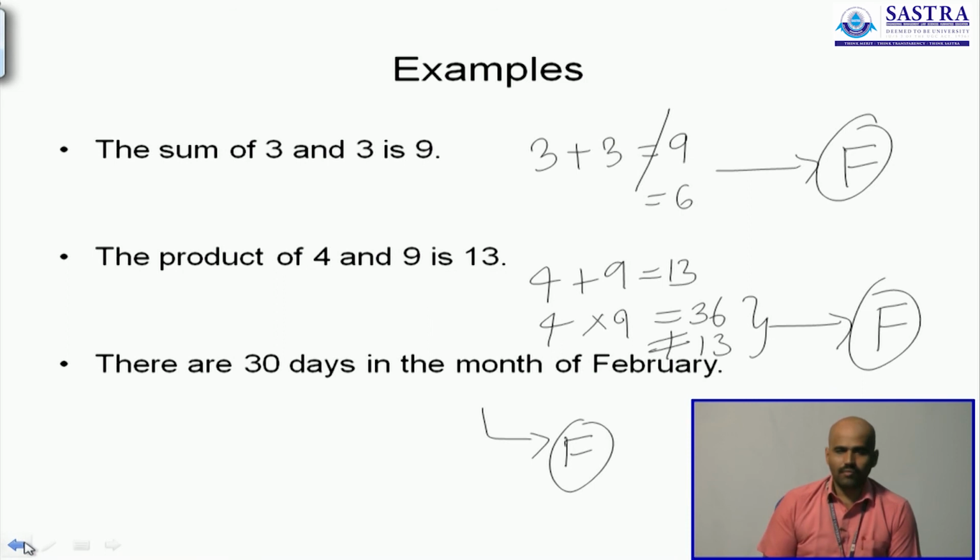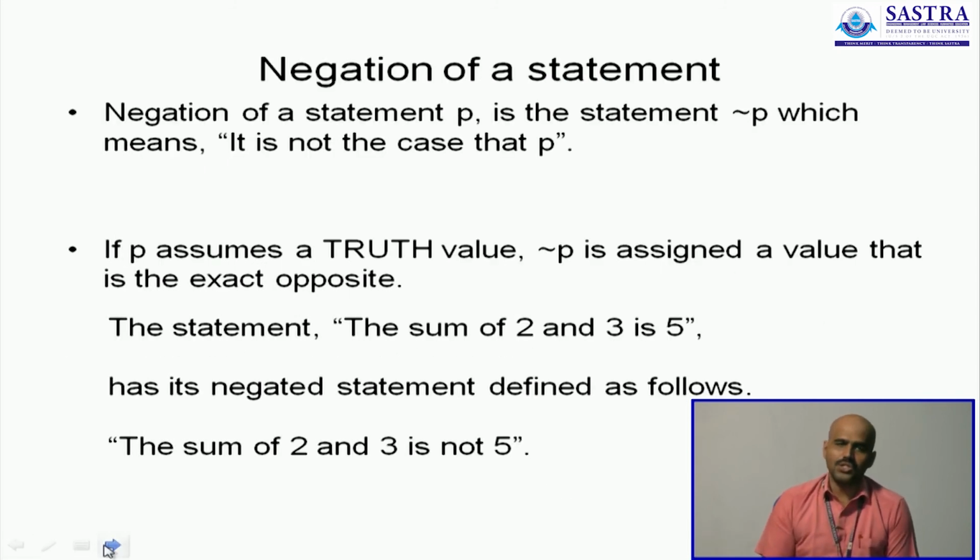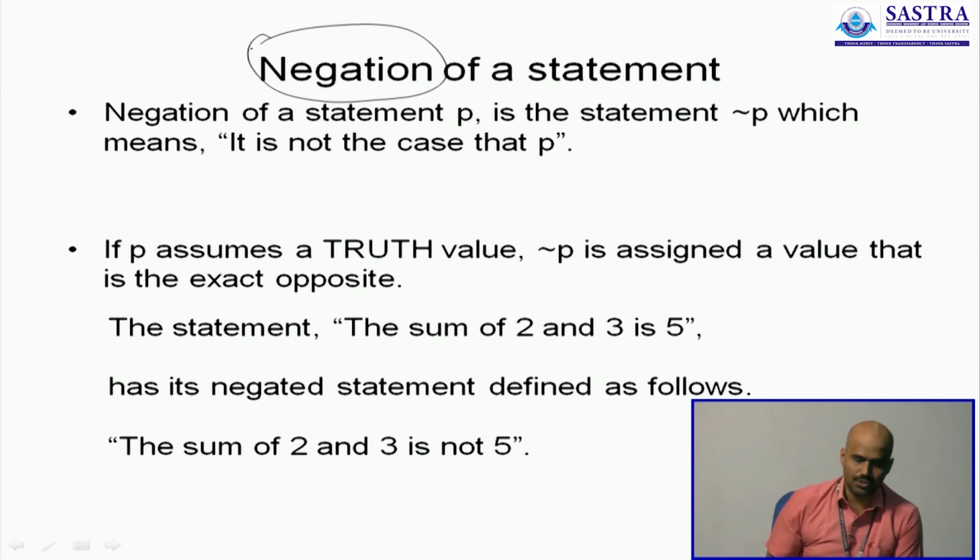Further, we'll have a look at interpretations of statements, connecting two statements, and operations on statements. Next, the first such operation is the negation of a given statement. How do you negate a given statement? An example for this is on your screen. The sum of 2 and 3 is 5, the statement. What does it mean to negate this statement? We see the formal definition on your screen.